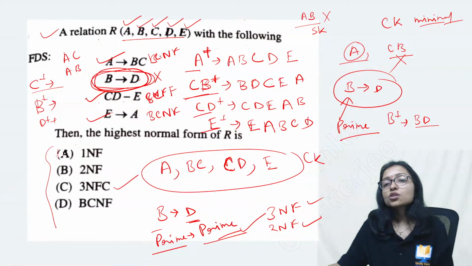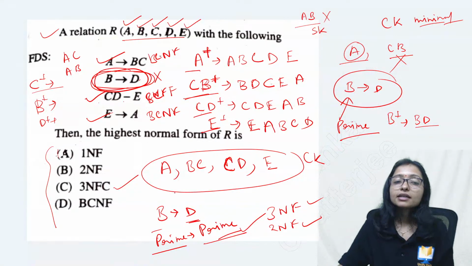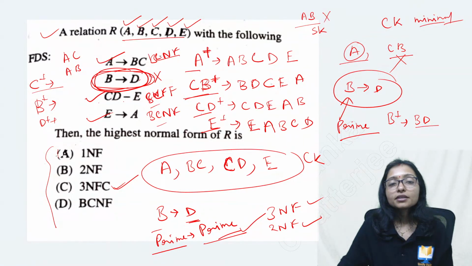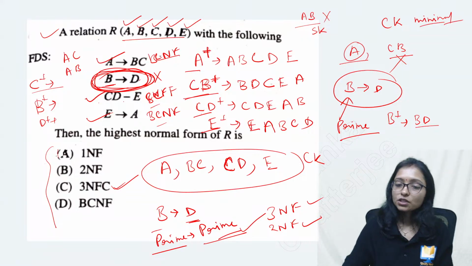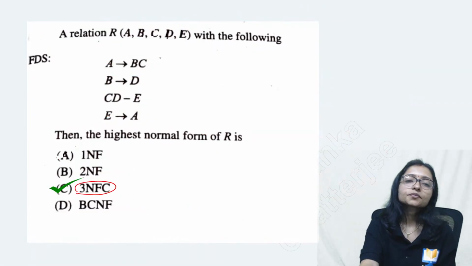Okay, B is not a candidate key. That's why it is in 3NF. All the others are in BCNF, but this one is creating a problem. The left-hand side should be a candidate key. This was creating a problem, right?